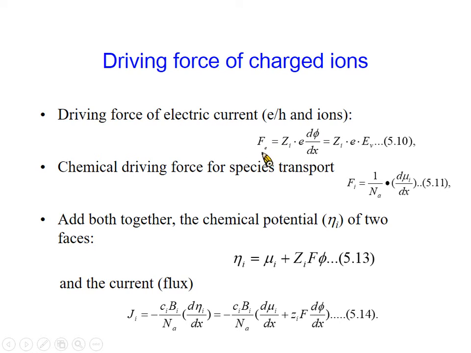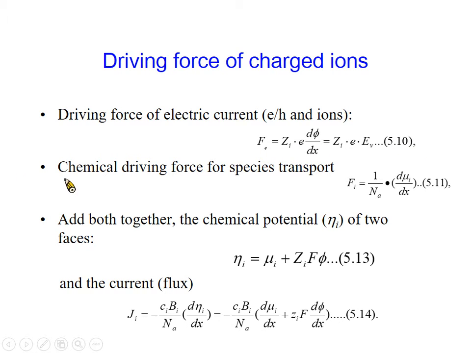This driving force F over E equals Z. Z is the charge number of the species, either the electron, hole, or ions, times E. E is the electron charge, 1.6 times 10 to the minus 19 coulomb. Then this is the gradient of the potential. Then we can write down the relationship like Equation 5.10.